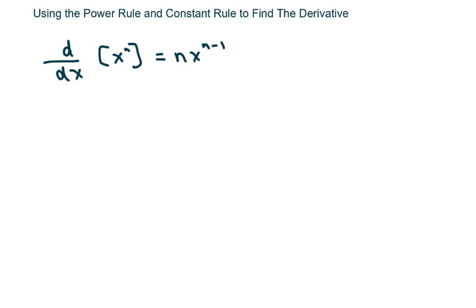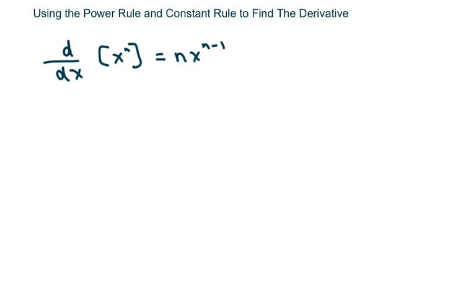Everyone, we're going to do some simple derivatives using the power rule and the constant rule. Here is your power rule. Basically, it states that if f is a differentiable function and c is a real number, then c times f is also differentiable. So let's just do some examples and we'll look at it.